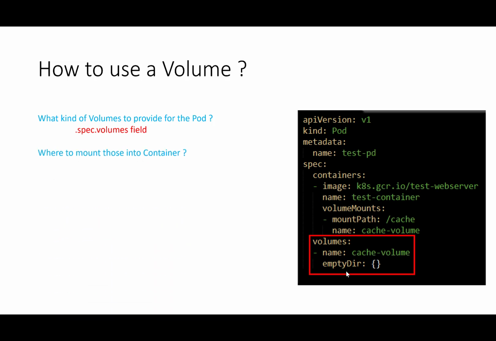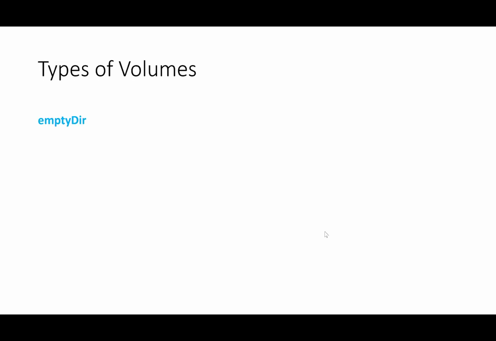And then we also need to specify where to mount this into the container. So here we say that we want to mount this volume in /cache. So in your pod template YAML file, these two sections need to be present: what kind of volume and where to mount this. Now there are different types of volumes. So we'll start with the very basic one, the emptyDir, empty directory.